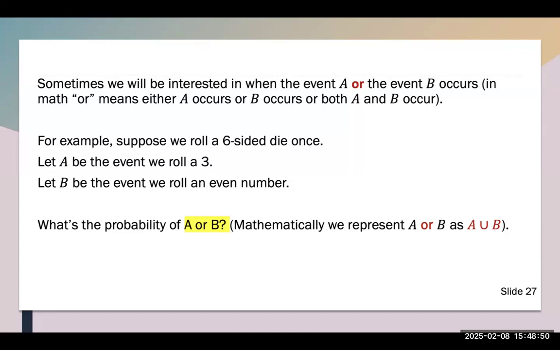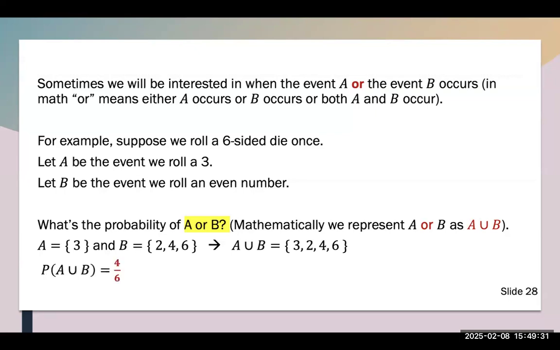Now, mathematically, A or B, we write a union, so it looks like a U. That's a mathematical symbol that represents the word or. So what is the probability of A or B? So that is, what is the probability we roll a 3 or an even number? So here's the event A, and here's the event B. And by joining these two, we get the set 3, 2, 4, 6. So this set is the set of all elements that are 3 or even numbers. There's 4 elements here, so the probability of A or B is 4 out of 6.